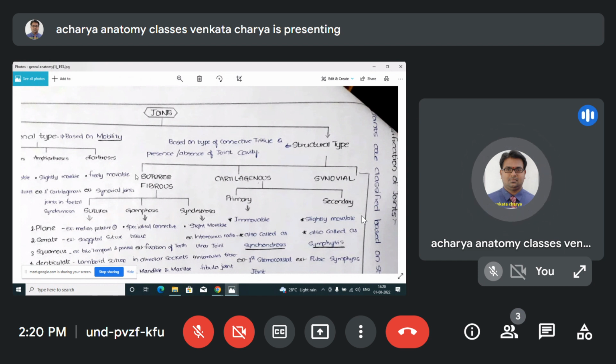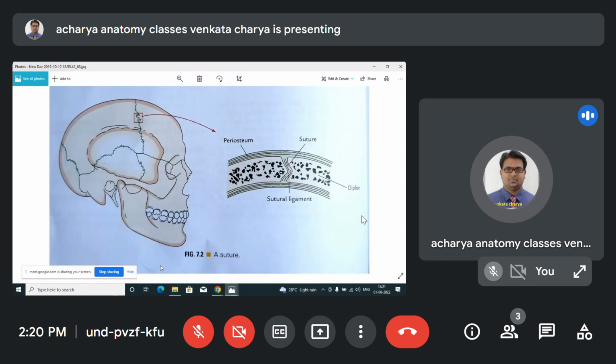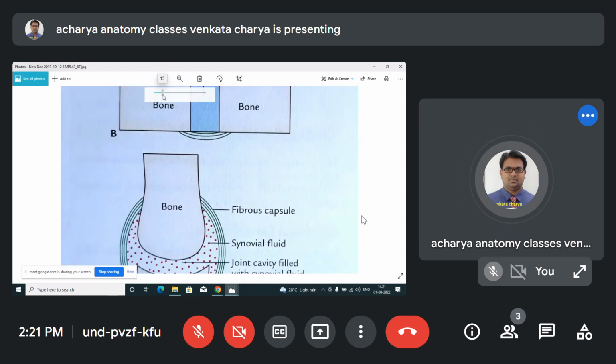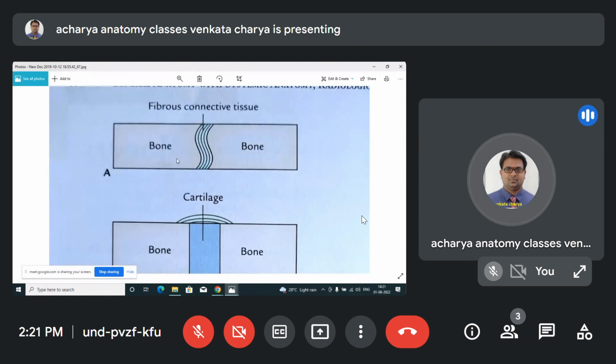Okay. So fibrous type means there is a presence of fibrous material in between the 2 bones. Okay, see here, this is one bone and this is another bone. In between these 2 bones, there is a presence of fibrous connective tissue. This type of joint we call fibrous type joints.